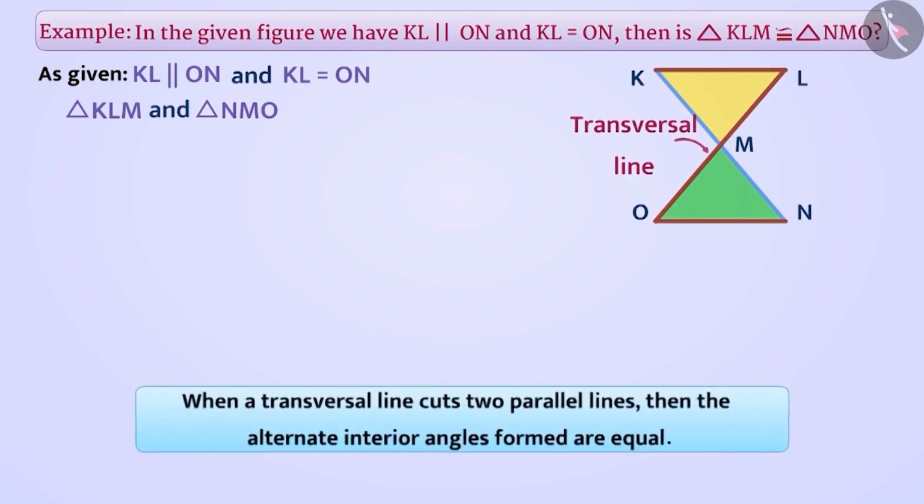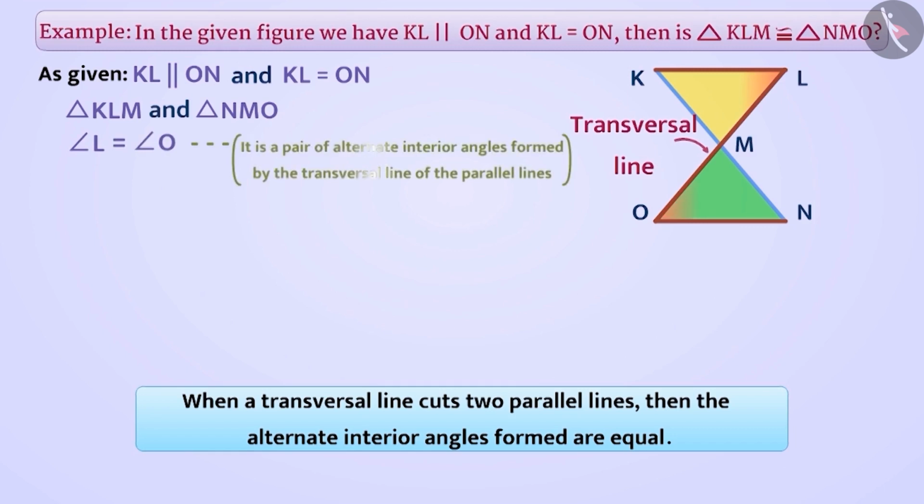You are aware that when a transversal line cuts two parallel lines, then the alternate interior angles formed are equal as depicted. Here, angle L is equal to angle O because it is a pair of alternate interior angles formed by the transversal line of the parallel lines. Angle K is equal to angle N because it is also a pair of alternate interior angles formed by the transversal line of the parallel lines, and we are given KL is equal to ON.